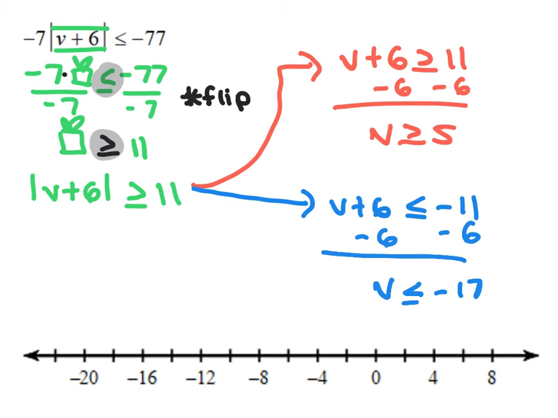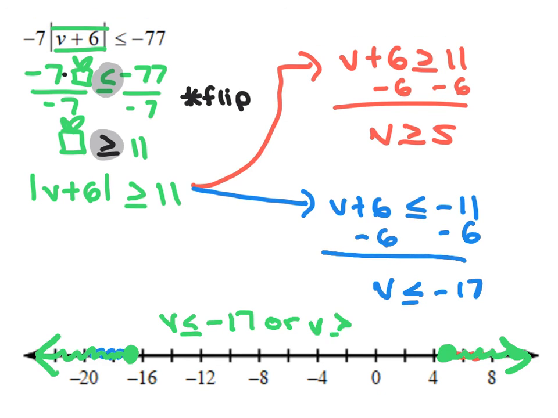Now you're going to graph them separately. So for v is greater than or equal to 5, you'll have a closed circle at 5 and sketch part of your graph, so it's going to the right. For negative 17, we're going to have a closed circle at negative 17. Sketch part of our graph, which is going to the left. And now we can see our graphs are going in opposite directions. So we can finish our graphs by extending the arrows in both directions and rewriting as our compound inequality. So v is less than or equal to negative 17, or v is greater than or equal to 5.